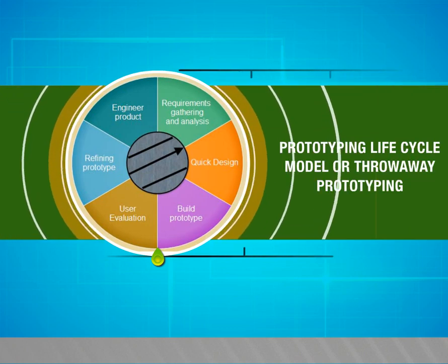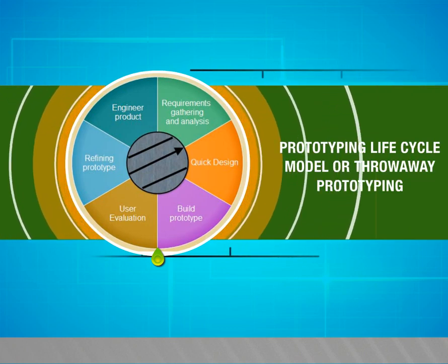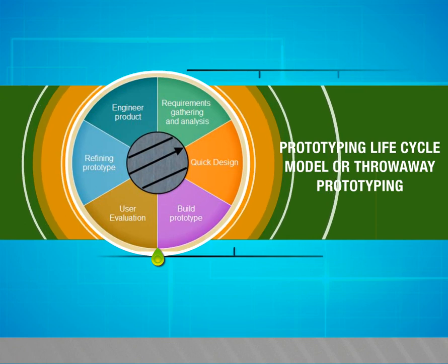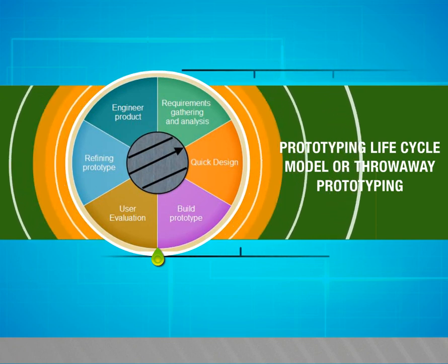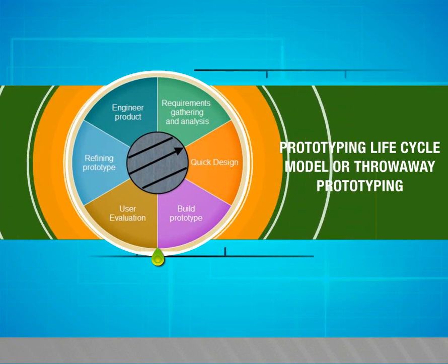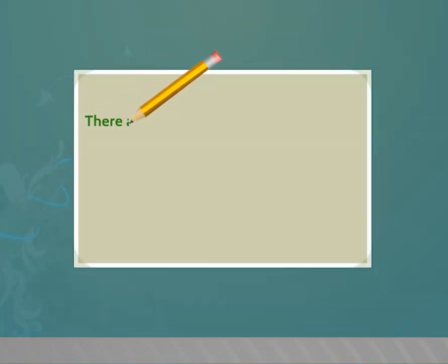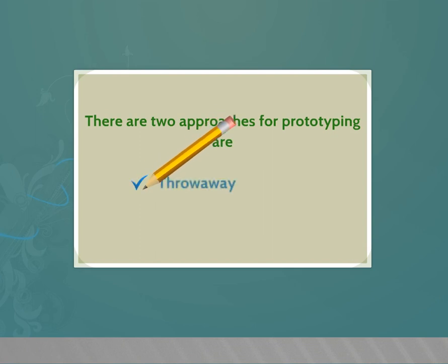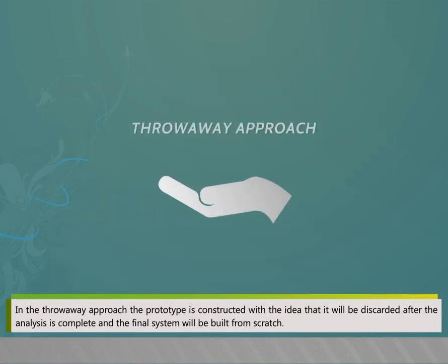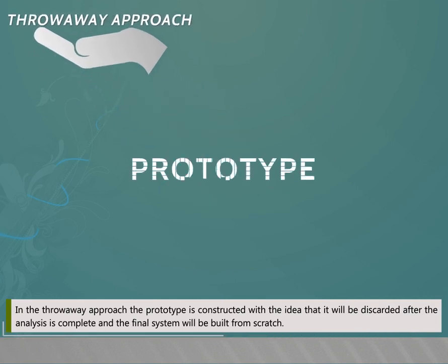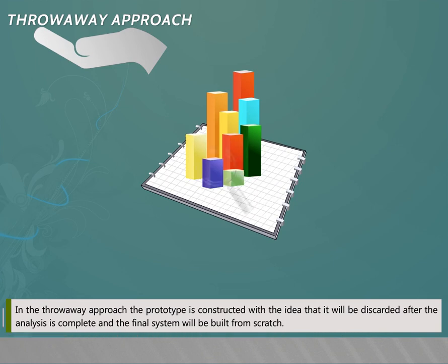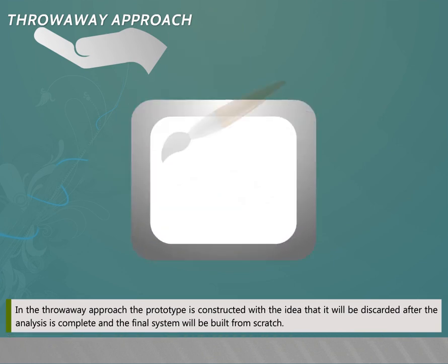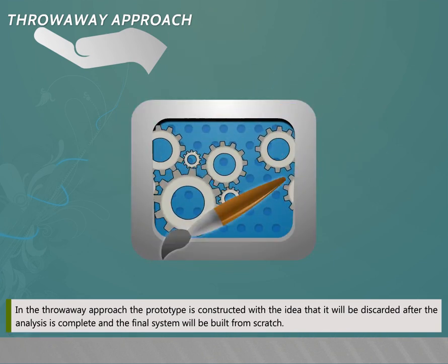Prototyping lifecycle model or throwaway prototyping. In this video, we are going to see about prototyping lifecycle model or throwaway prototyping. There are two approaches for prototyping: throwaway and evolutionary. In the throwaway approach, the prototype is constructed with the idea that it will be discarded after the analysis is complete and the final system will be built from scratch.